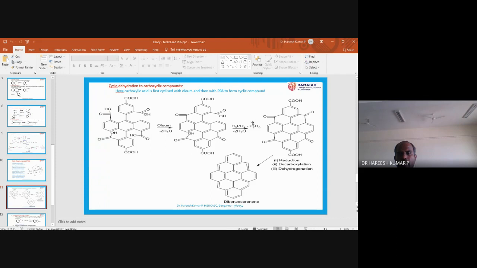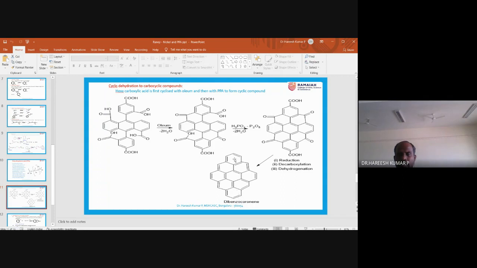When this cyclized product is treated with PPA, that is H3PO4 in presence of phosphorus pentoxide, it gives rise to a cyclic compound which contains keto acid. This is a keto and this is the acid. The obtained one is subjected to reduction. Reduction is nothing but conversion of ketone into alcohol. And then decarboxylation. Decarboxylation means removal of carboxylic acid. The carboxylic acid will go out, converting into a hydrocarbon. This carboxylic acid also will go out, converting into a hydrocarbon. And dehydration: alcohol gets converted into a double bond, meaning removal of water.